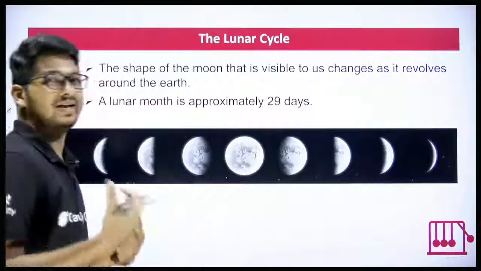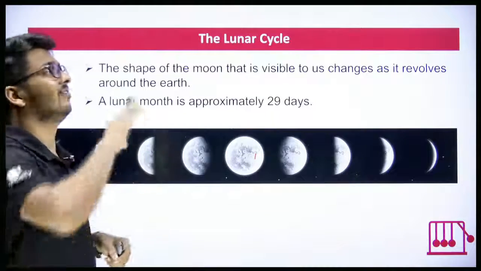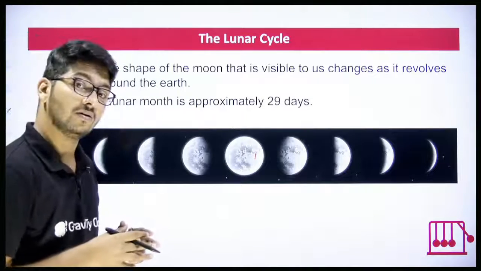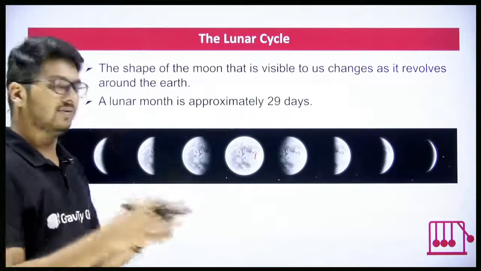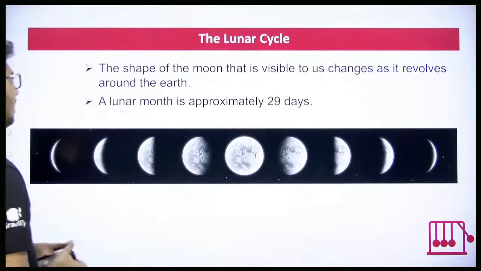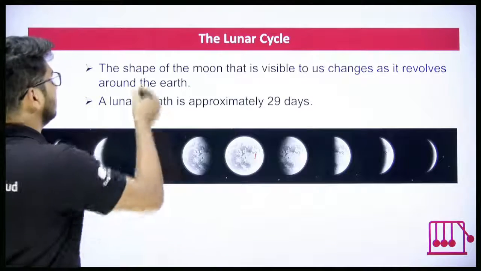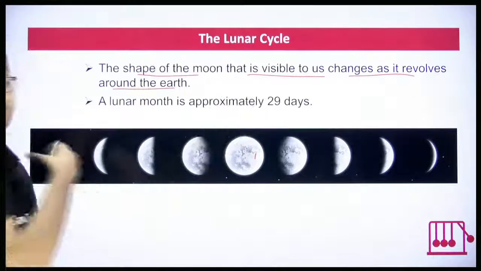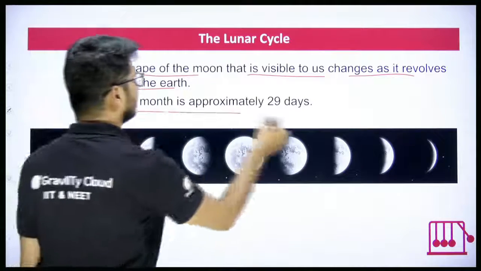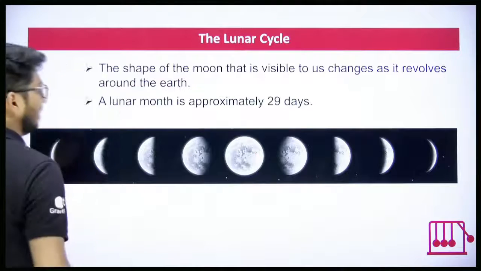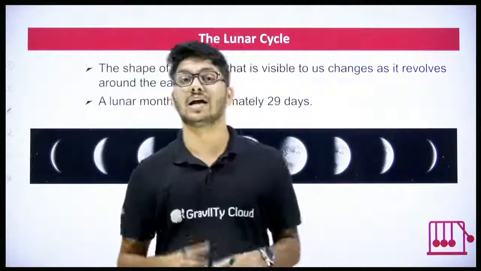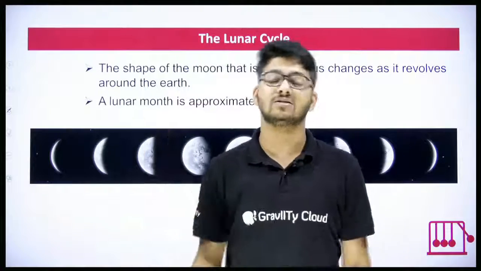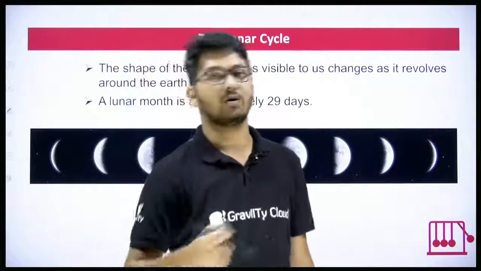So for the moon to repeat itself, you are seeing one moon today. After approximately 29 days, you will see the same moon. It keeps on happening. So we call it a lunar month. The shape of the moon that is visible to us changes as it revolves around the earth. And a lunar month is approximately how many days? 29 days. So people also used to measure time in terms of lunar months. 1 lunar month, 2 lunar months, 3 lunar months, and so on.